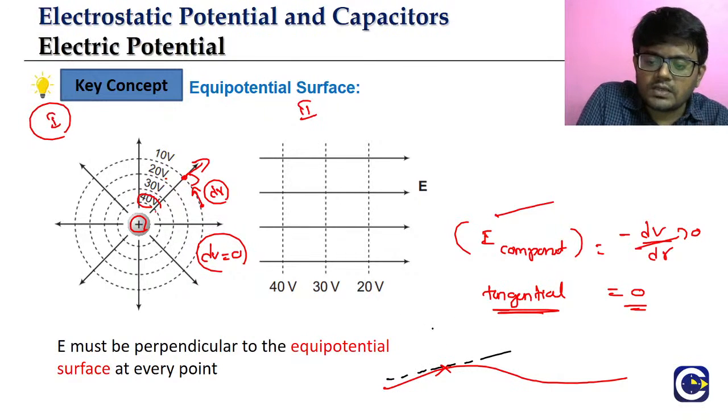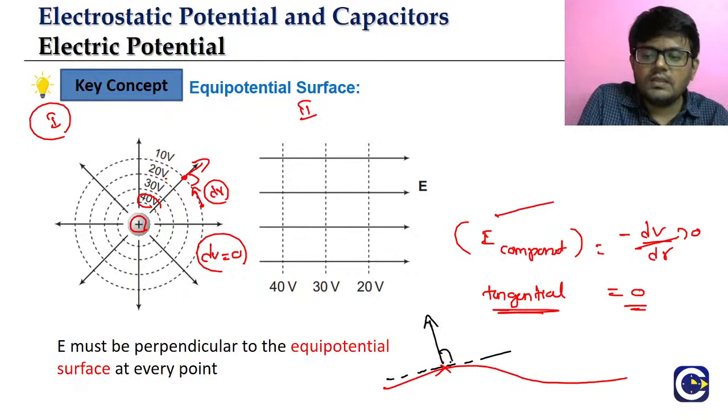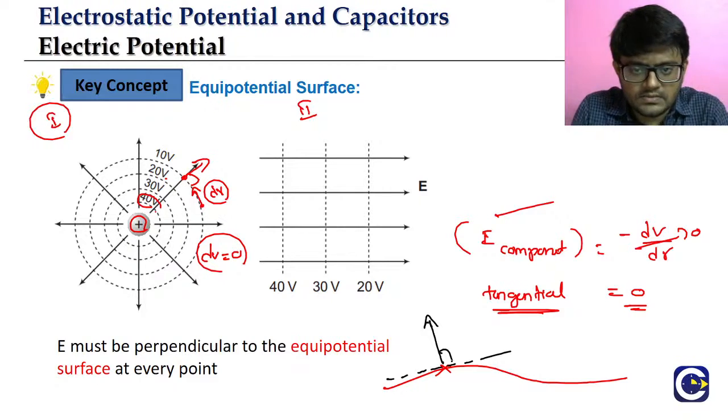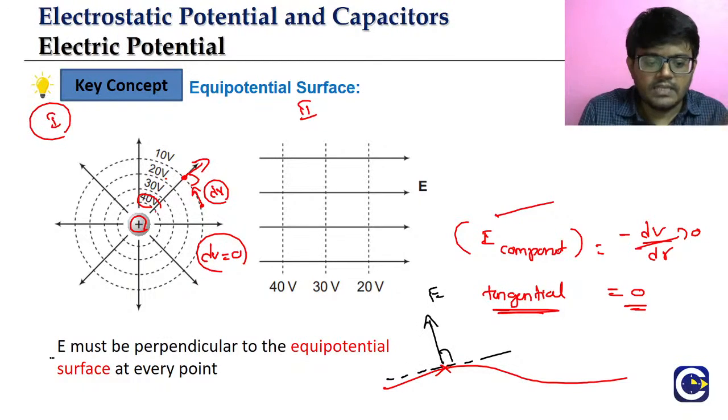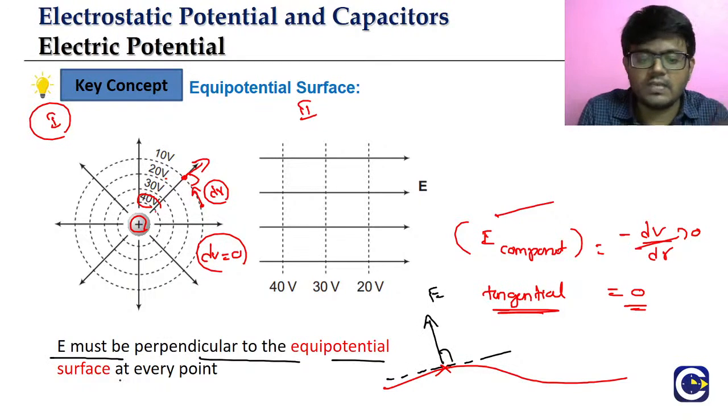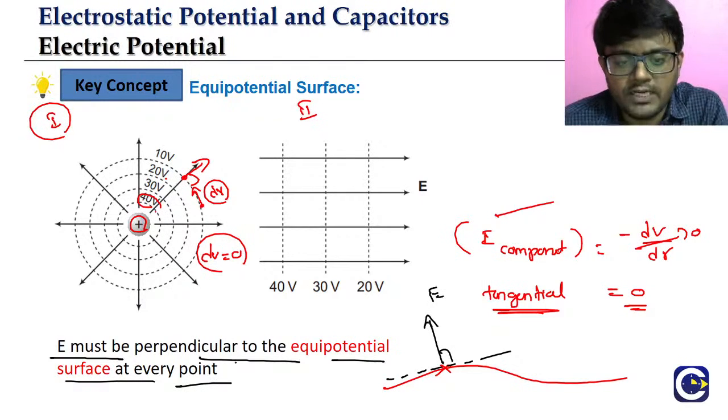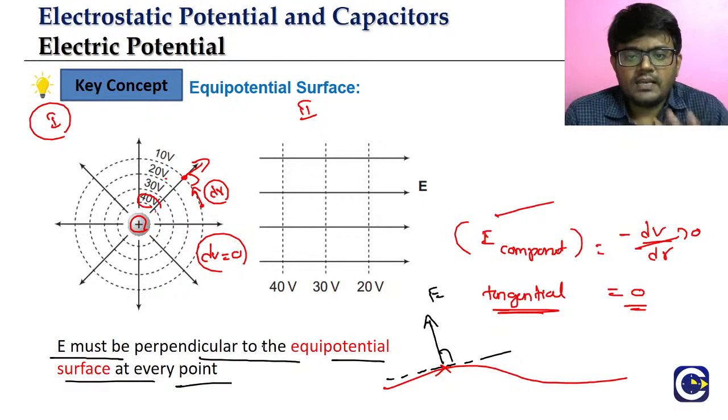Electric field will be what? Normal line, which will be what? Perpendicular to the tangent. So at each and every point, what is the conclusion? The electric field must be perpendicular to the equipotential surface. At any point on the equipotential surface, the electric field will be perpendicular to the equipotential surface.